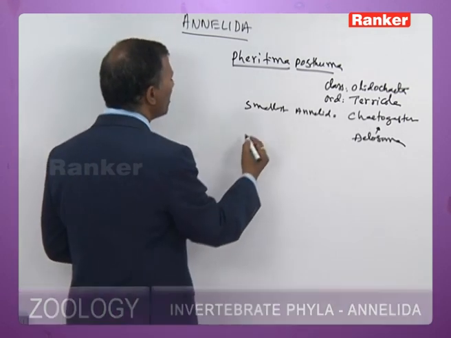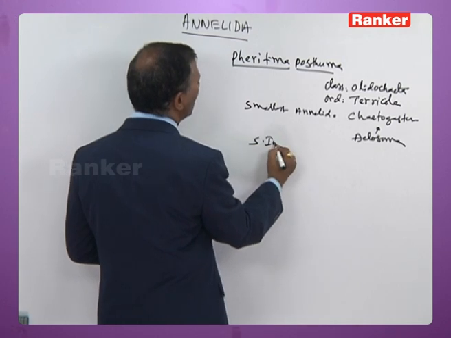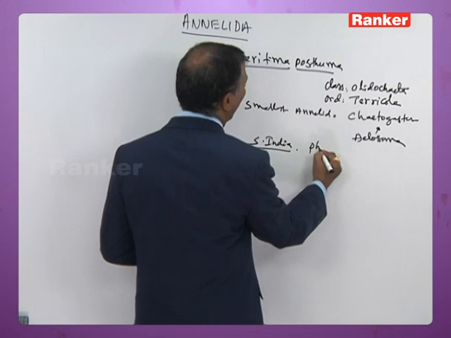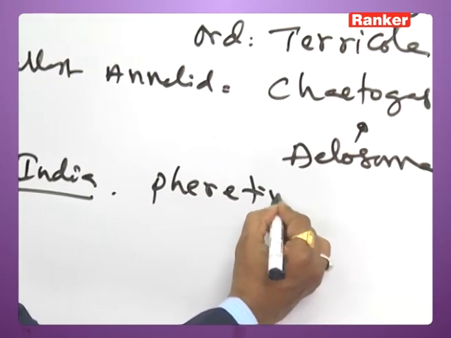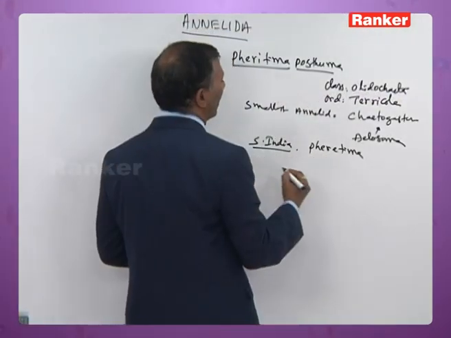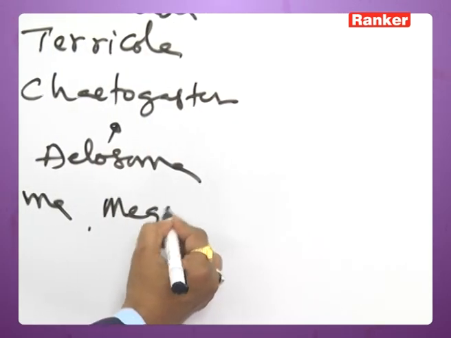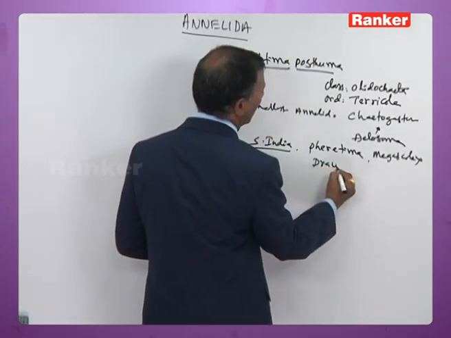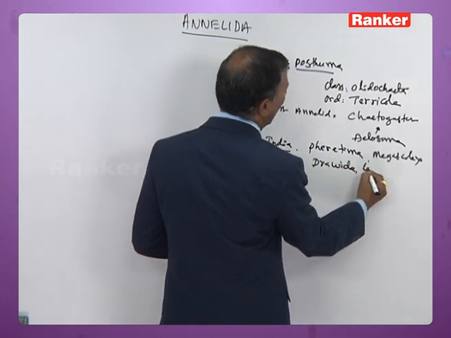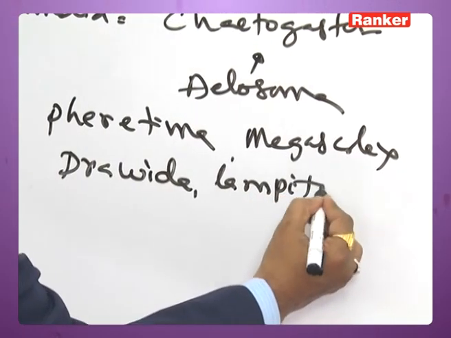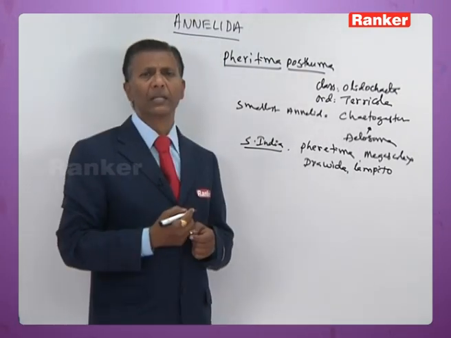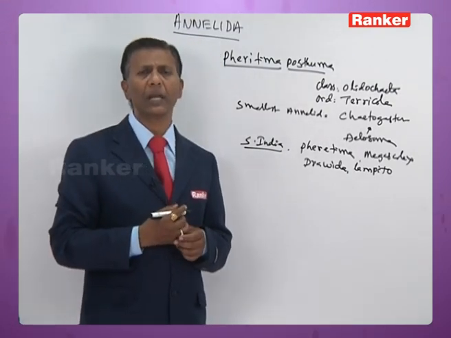Now, the earthworms which live in South India are Pheretima, Megascolex, Dravida, Lampito. So all these earthworms live in South India. Among these, Dravida is the longest earthworm in India.